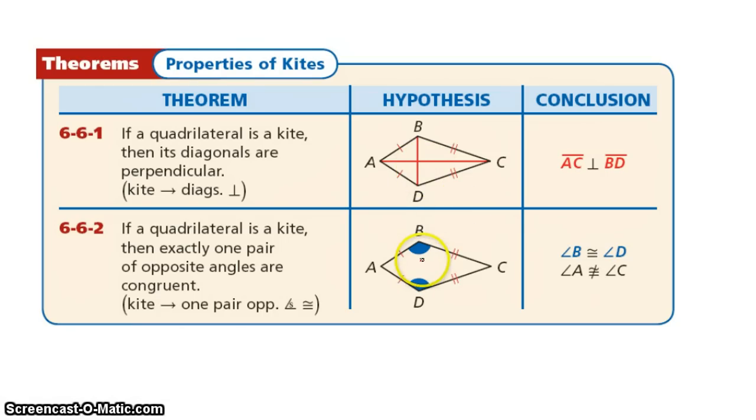And our second theorem, if a quadrilateral is a kite, then one pair of opposite angles are congruent. So we look at our figure over here, and we have that angle B and angle D are congruent to each other. Angles A and C are not.